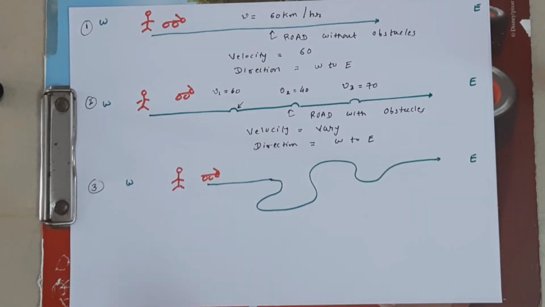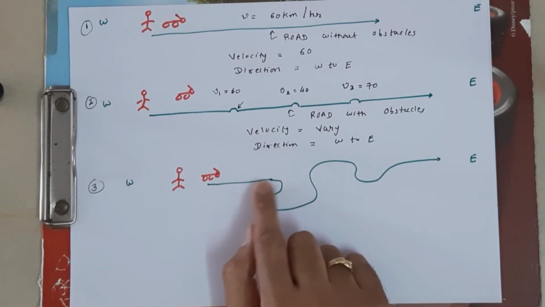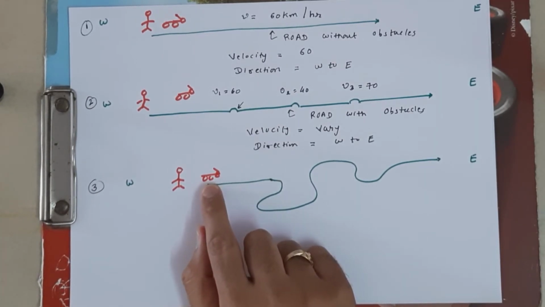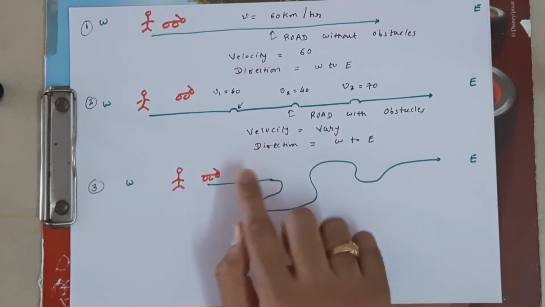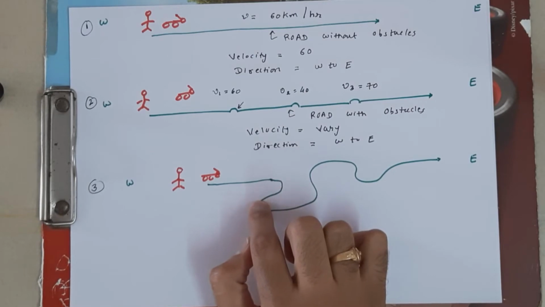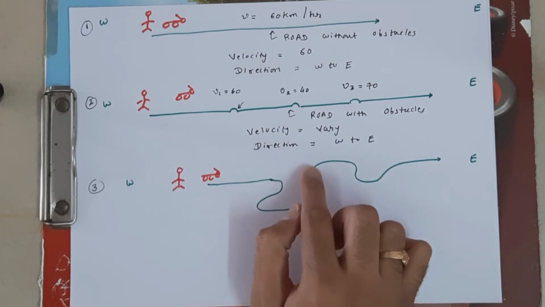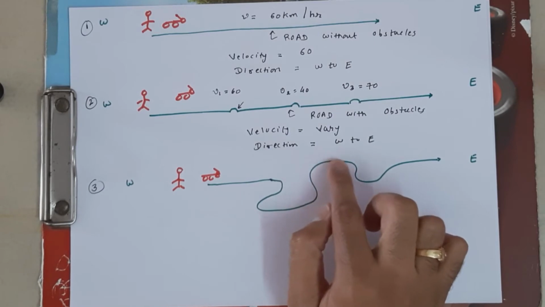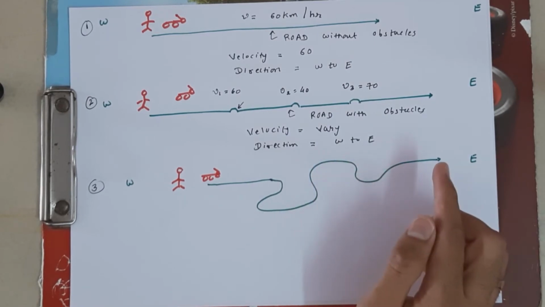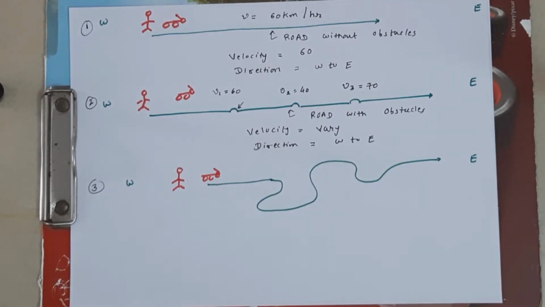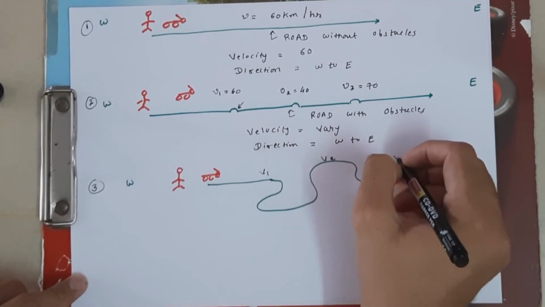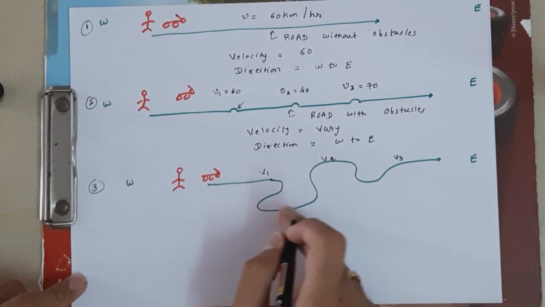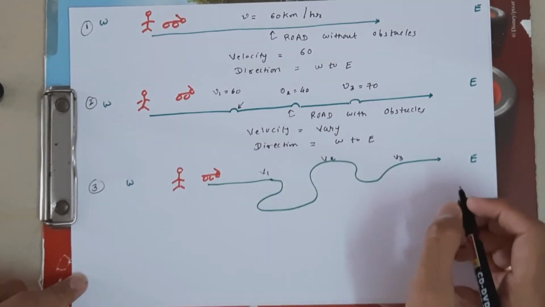Now the road is with obstacle or without obstacle, it doesn't matter, because here there is a turn. When the boy is driving this motorcycle and the turn happens, automatically the speed of the motorcycle is reduced. After the turn the speed is increased, again a turn is present, so again the speed is decreased. At each and every turn the velocity of the motorcycle is different, and at each and every point its direction is also changed.